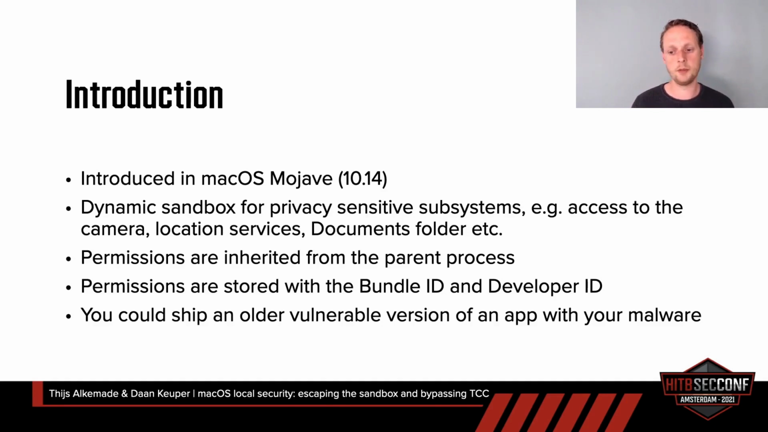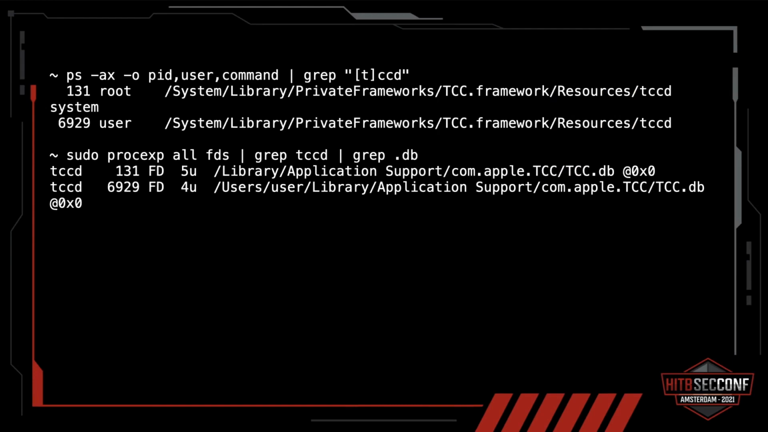So permissions are inherited from the parent process, and the permission an application has is stored with the bundle ID and the developer ID. The same thing applies here as to Gatekeeper, the code signing system, namely that if an application has a specific set of permissions, you could just run an older version of the same app which has a known vulnerability, and you as an attacker will also be able to inherit that permission.